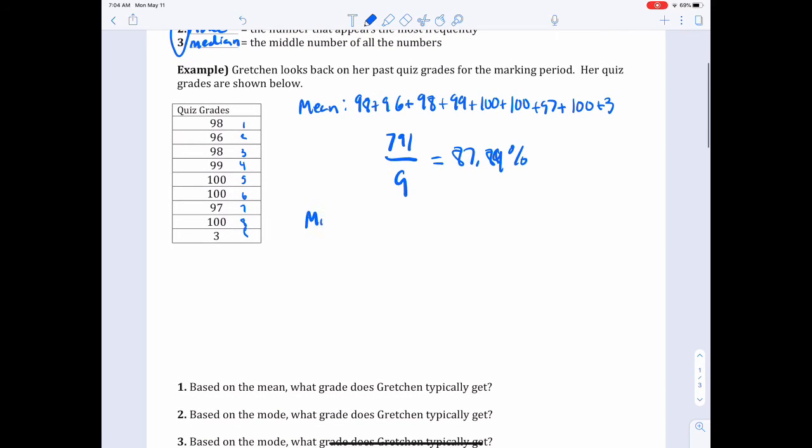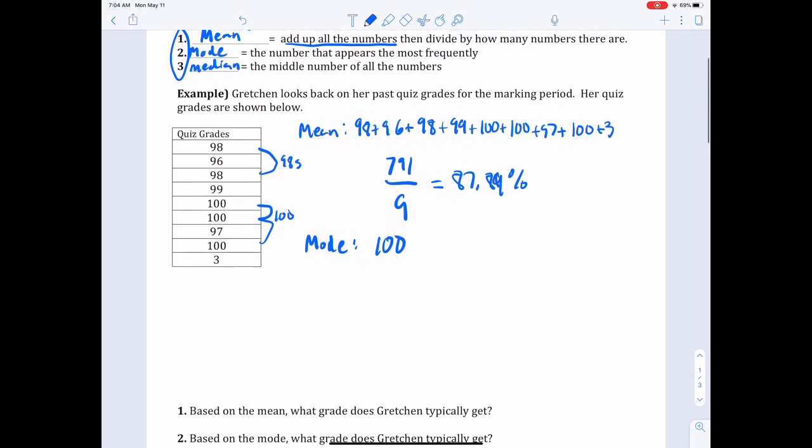All right, let's find her mode. The mode is the number that comes up most frequently. So if we look here, which number comes up most frequently? Well, there's 2 98s. Oh, then it looks like there's 3 100s. So 100 is the mode. It's the number that she most often gets, a 100.